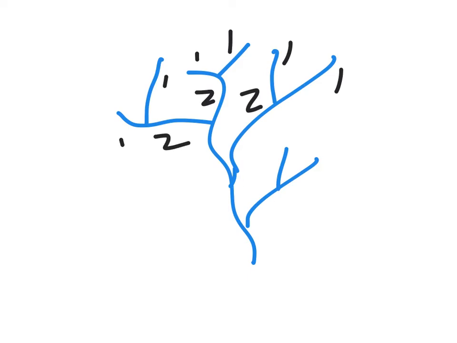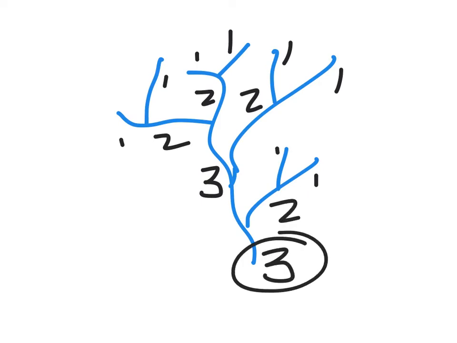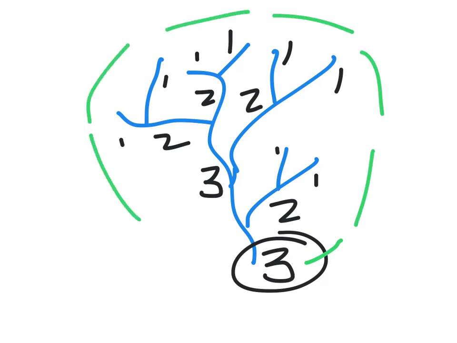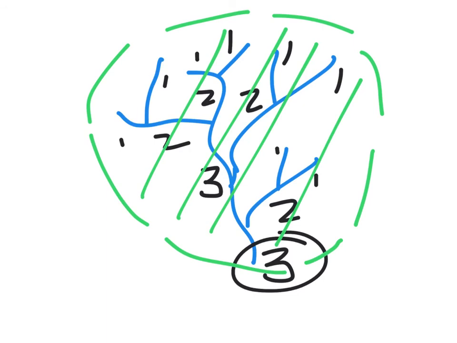A 2 and a 2 is a 3. A 1 and a 1 is a 2. A 3 and a 2, it stays a 3. So this drainage order is a 3. And it tells you basically how many tributaries there are and how much water would then flow in this drainage basin. And a drainage basin, again, is an area drained by a river and its tributaries.